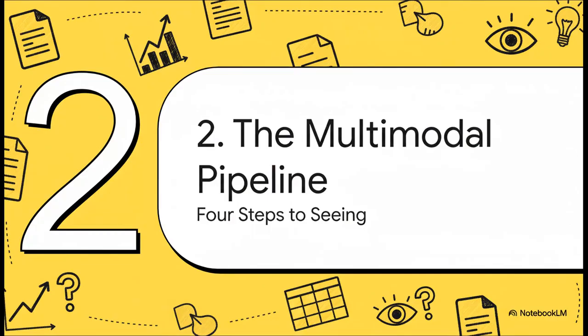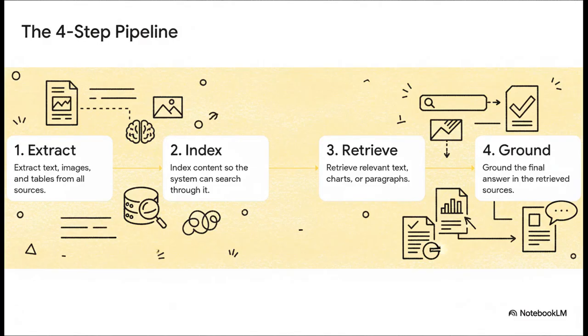Now, I know this might sound super complex, but giving AI this kind of sight is actually a very structured process. It's all built on a clear 4-step pipeline. This is really the technical core of how we make it all work. Here are the 4 key stages. First, you extract. This means pulling out all the different kinds of information from your documents. The text, sure, but also the images and the tables. Then you index all of that in a smart way so your system can search through it.